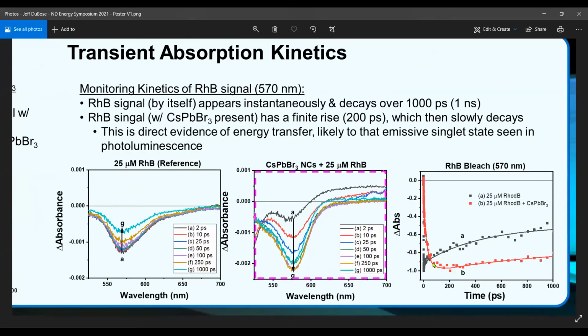It may not look like a lot, but this is actually the evidence of that energy transfer process. We're getting more and more movement of energy into the rhodamine, and that's causing this very finite and slow rise. Slow, again, 200 picoseconds is fast for some processes, but in this case, that's a lot slower than that instantaneous appearance. So this is the evidence of that singlet energy transfer that we saw from the photoluminescence data, but now we can actually see the time scale of how that's growing in.